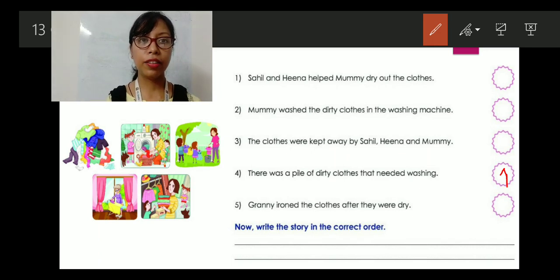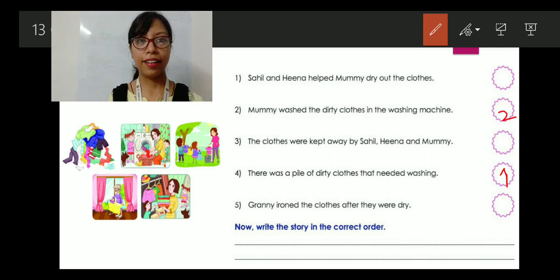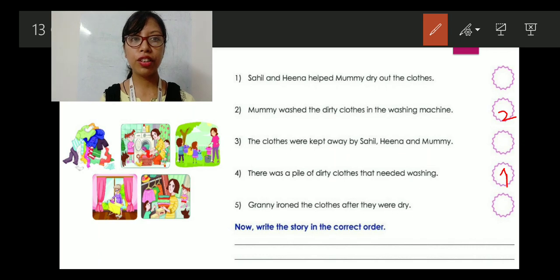Then the next picture shows that the mummy is keeping the clothes inside the washing machine. So therefore the second one, Mummy washed the dirty clothes in the washing machine, will be number 2. Then the third picture shows that the kids were helping mummy to dry out the clothes, right? So Sahil and Hina helped mummy dry out the clothes will be number 3.